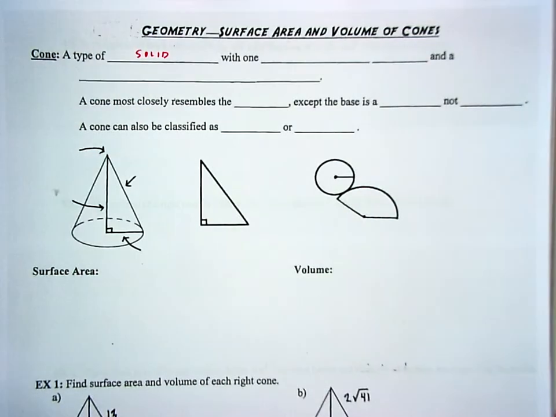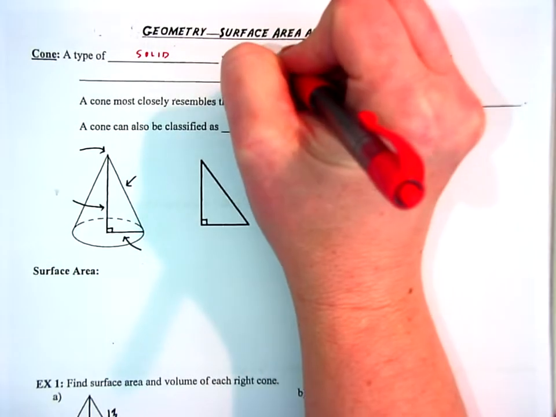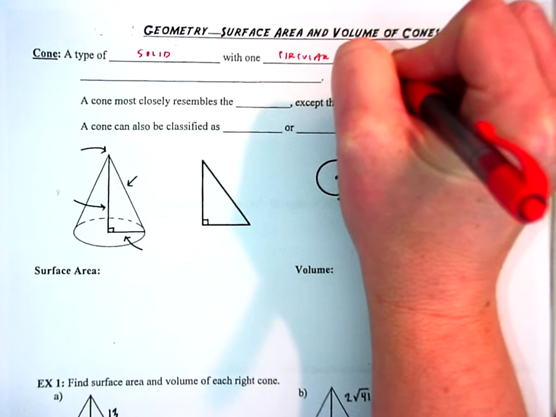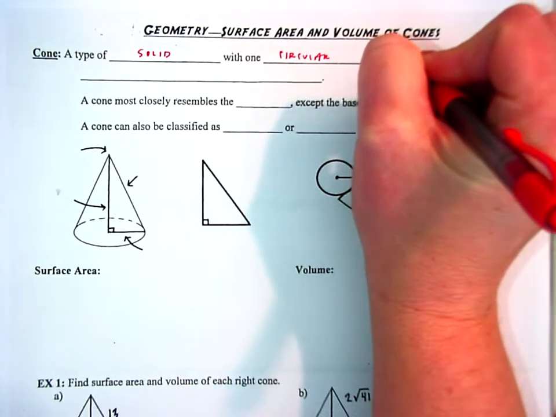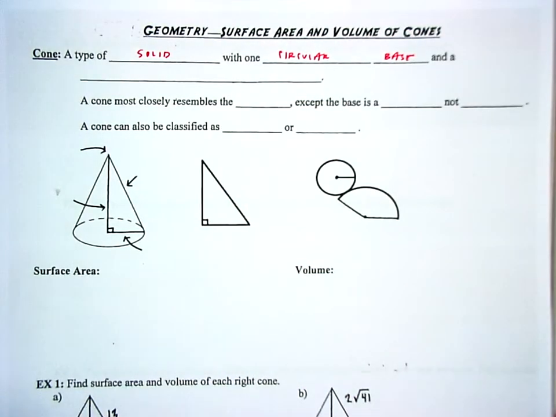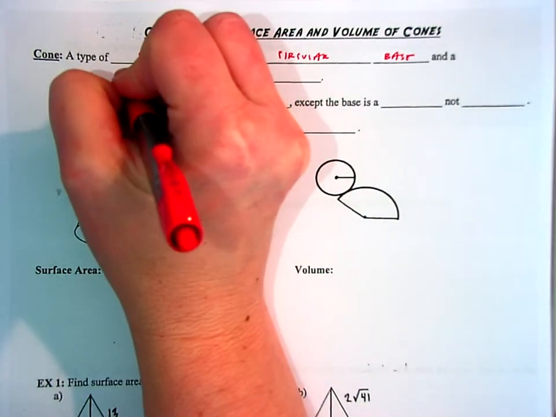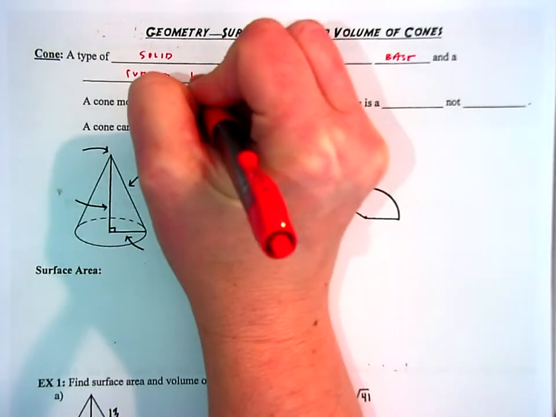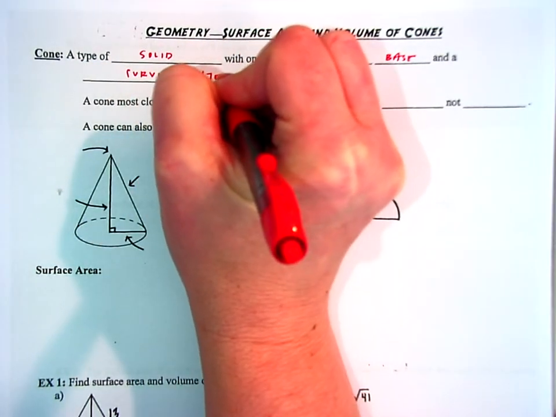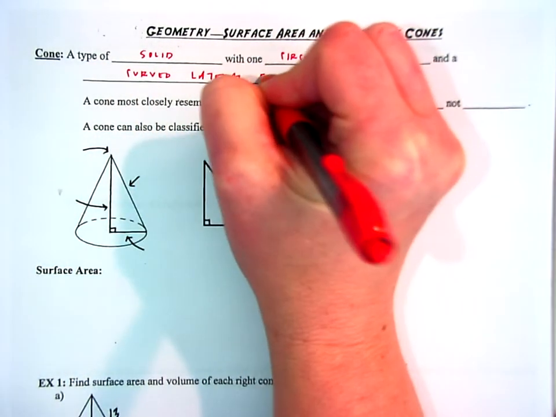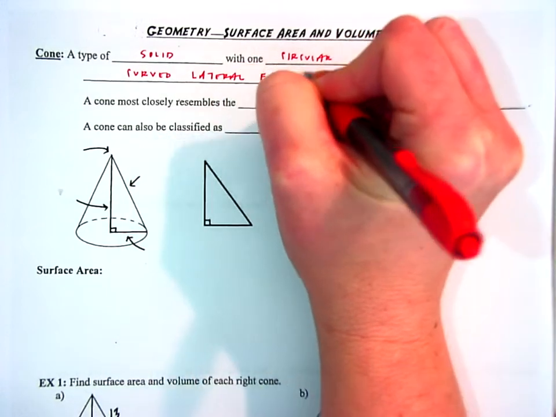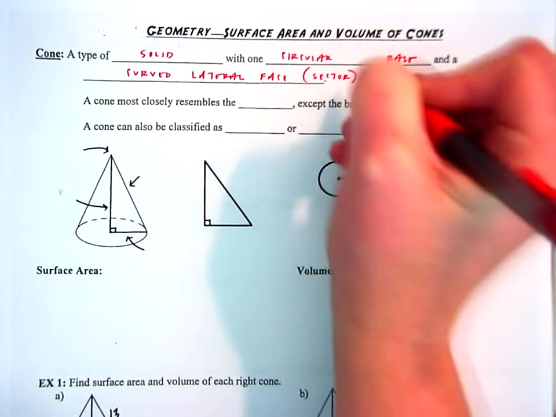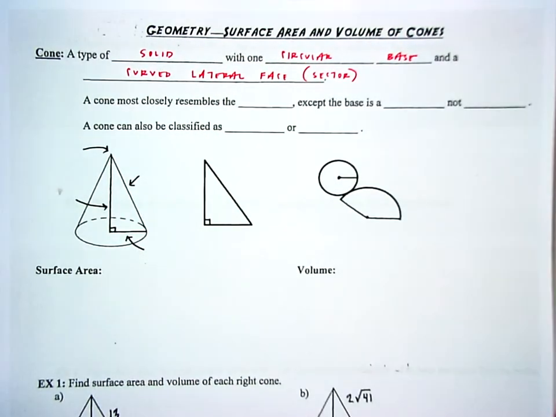with one circular base and a curved lateral face that we call a sector. You've always heard me call that a slice of pie.